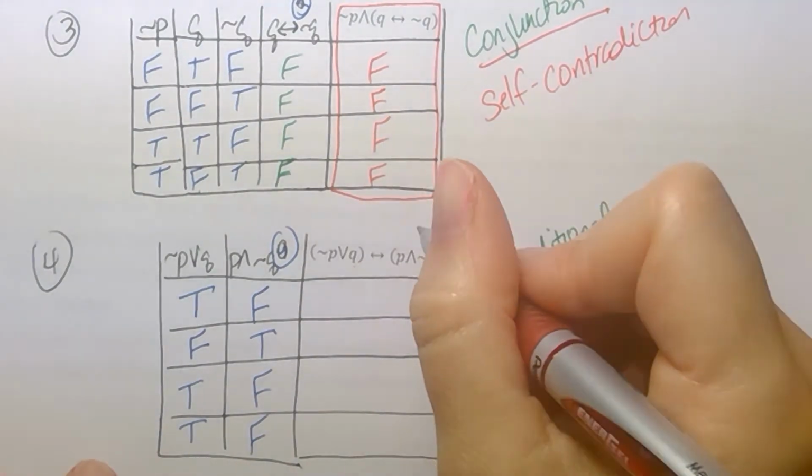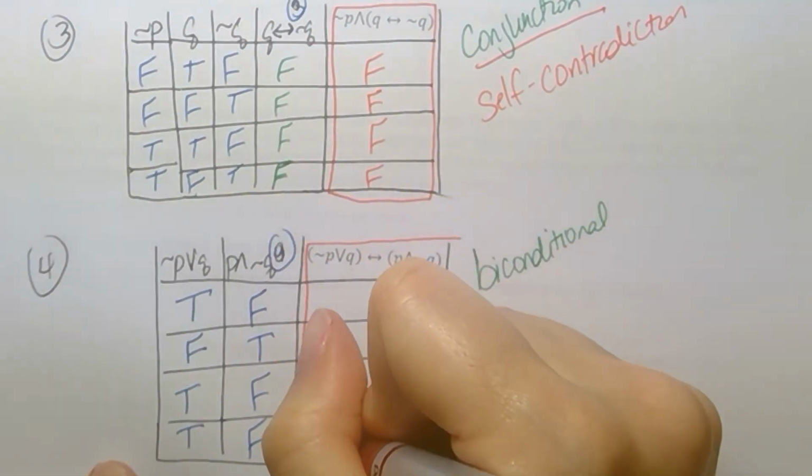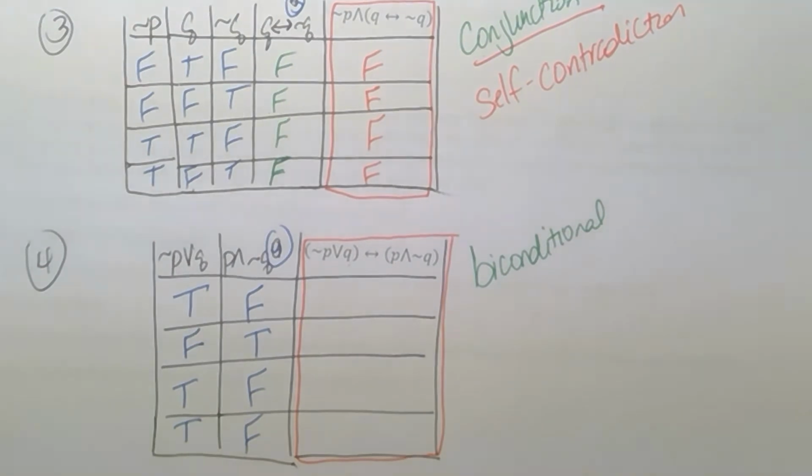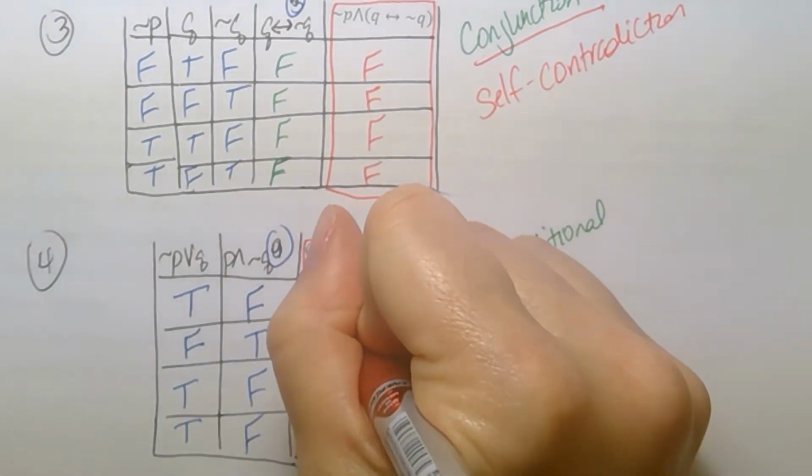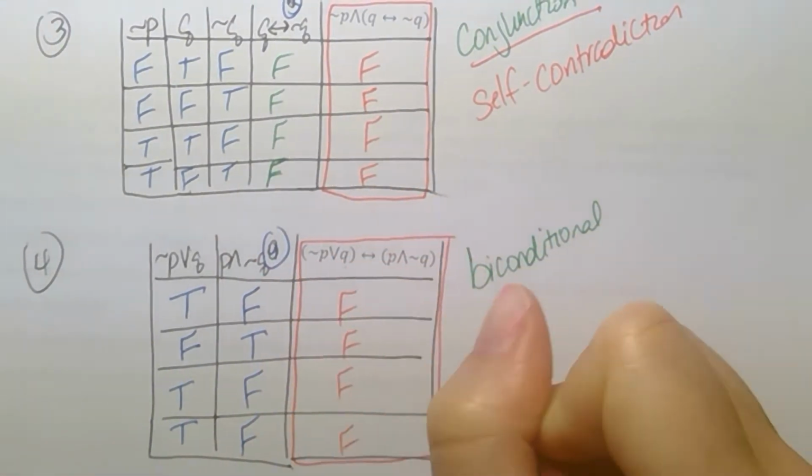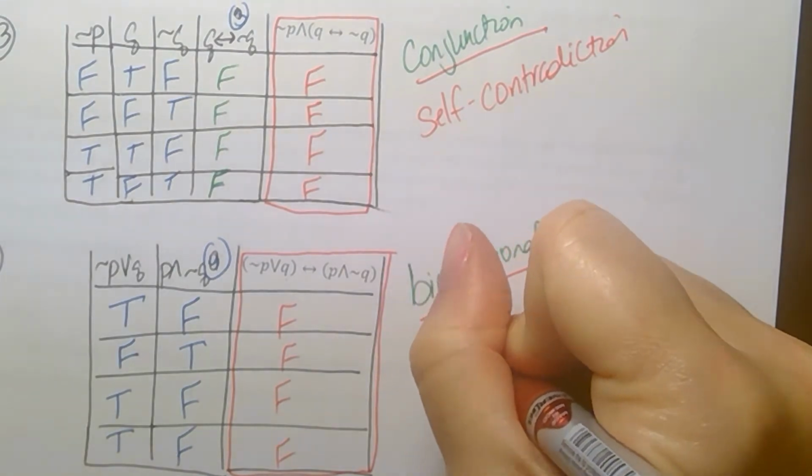All right, if you're not done, pause the video and then come back to me when you're done with those two columns. Make sure your two columns match my two columns. Then we have a biconditional that we are answering. Biconditional means the truth values need to match. When I look through here, I see that none of my truth values match. So again, this is a self-contradiction.